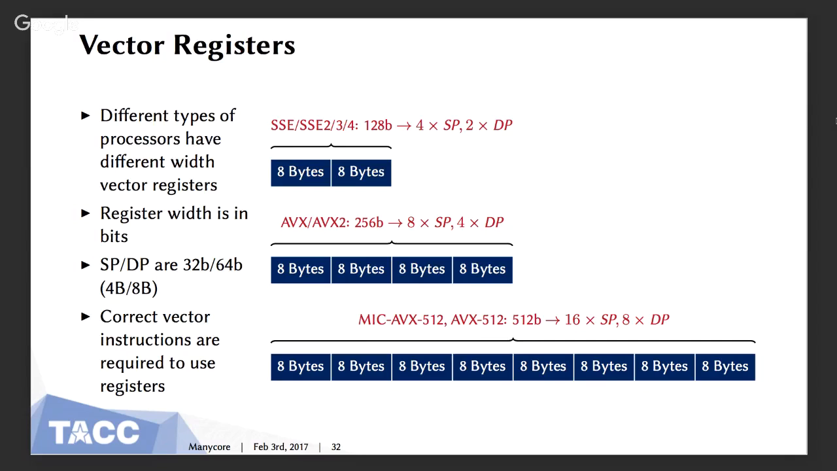And then at the bottom is our AVX 512 instructions. The Knights Landing processor has these mic-avx-512 instructions. Newer processors that you'll see soon will have just plain old AVX 512 instructions. As I said, they're able to do 8 double precision operations simultaneously. Now you have to use the correct vector instructions to use these registers.